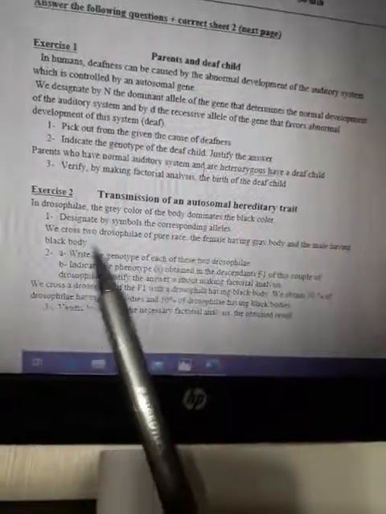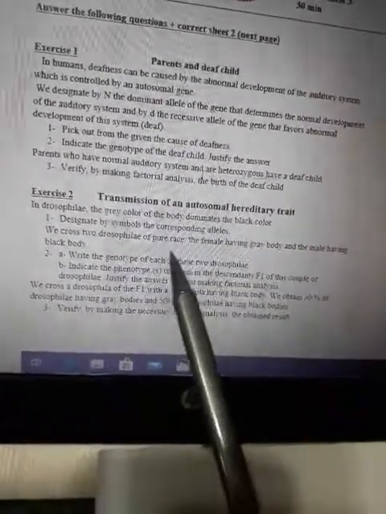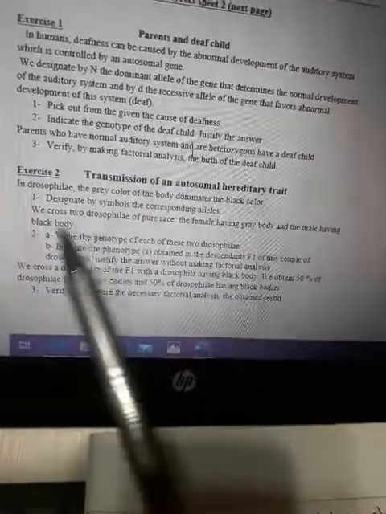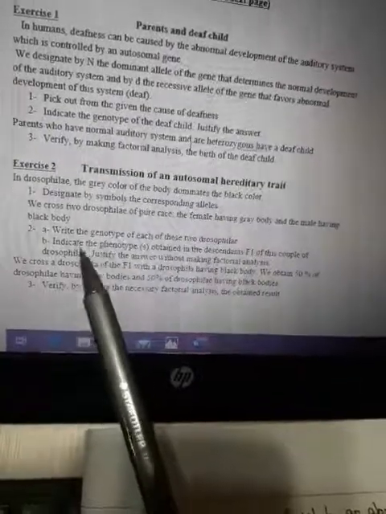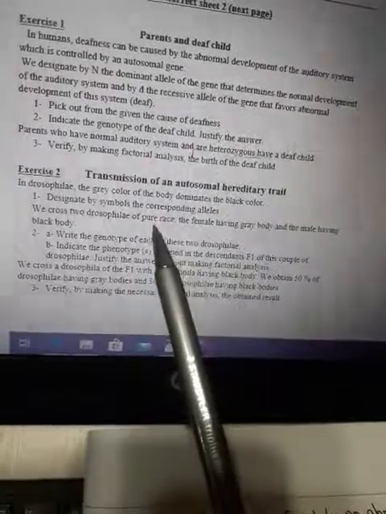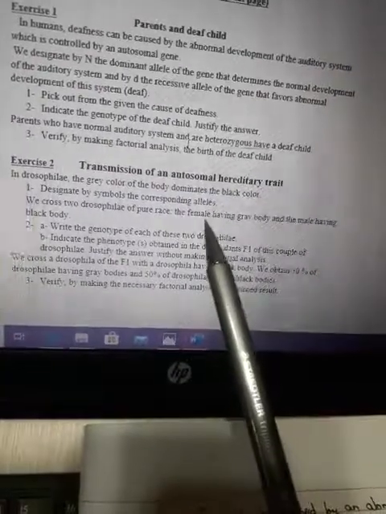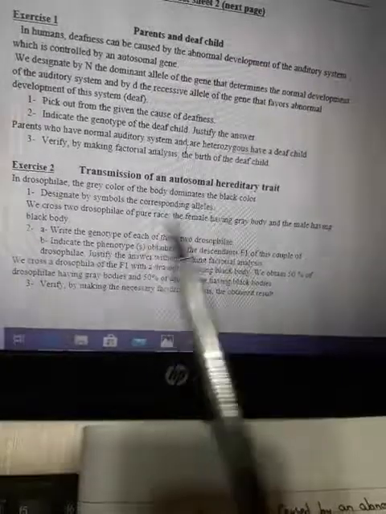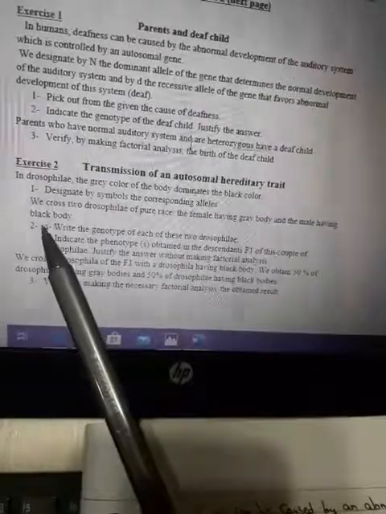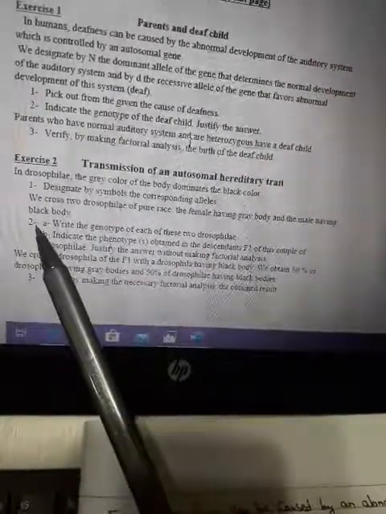Now, part 2, they mentioned here that we cross two Drosophila. You already have the sheet, okay? You cross two Drosophila of pure race. They mentioned that they are pure race. The female having a gray body and the male having a black body. Write the genotype of each of these two Drosophila. They are pure. It means they are homozygous. So the female should be GG since it's pure, and the male BB, also pure, homozygous. This is the genotype of each one of them.